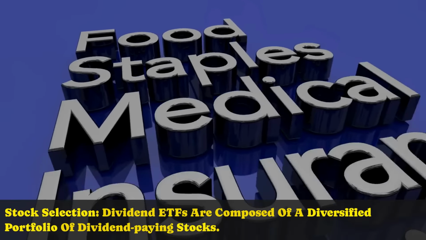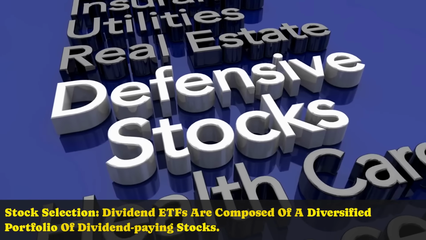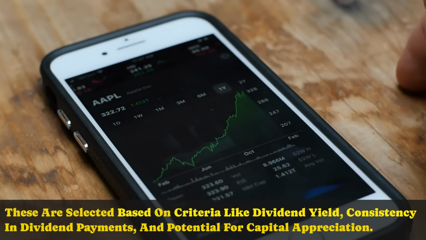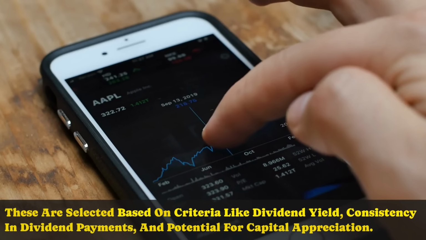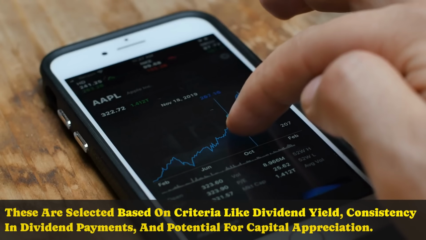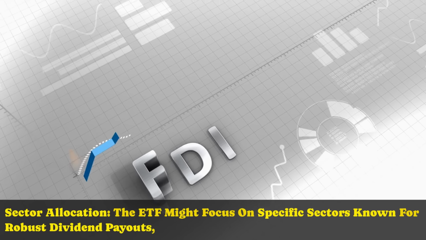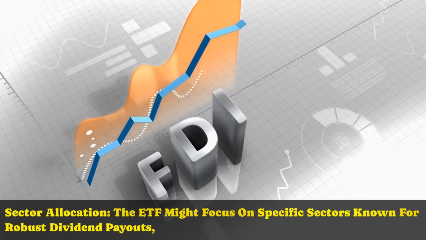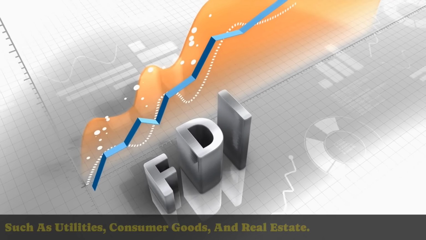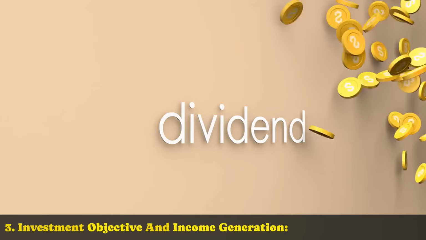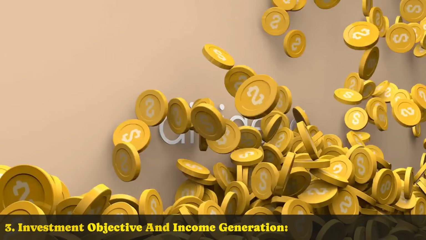Stock selection. Dividend ETFs are composed of a diversified portfolio of dividend-paying stocks. These are selected based on criteria like dividend yield, consistency in dividend payments, and potential for capital appreciation. Sector allocation. The ETF might focus on specific sectors known for robust dividend payouts, such as utilities, consumer goods, and real estate. 3. Investment objective and income generation.